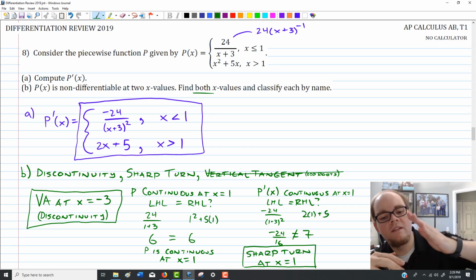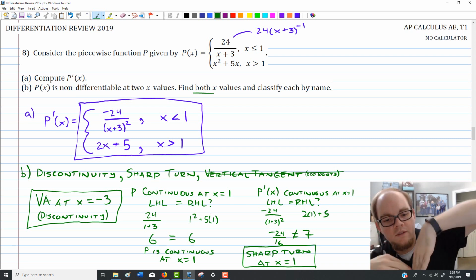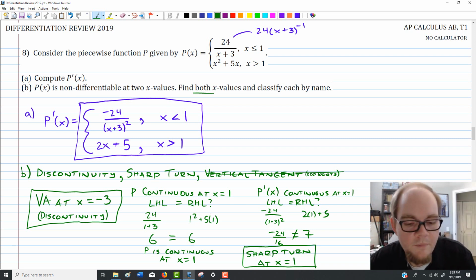In fact, this one has one that's negative. Let's see if I can do this right. One that's positive. I can't tell for you guys. So there we go. That is question number 8.